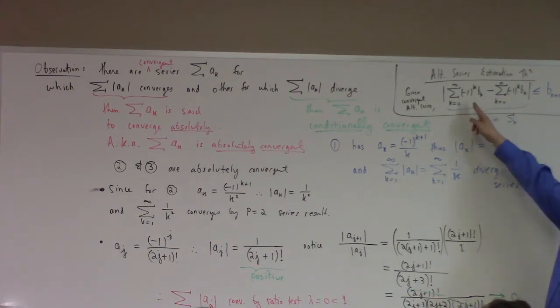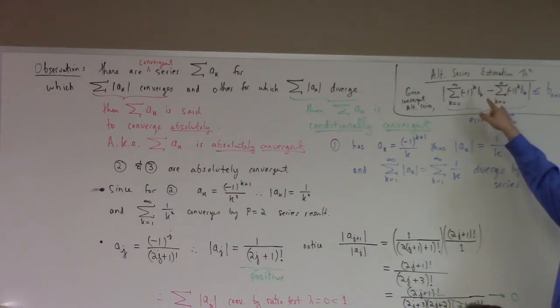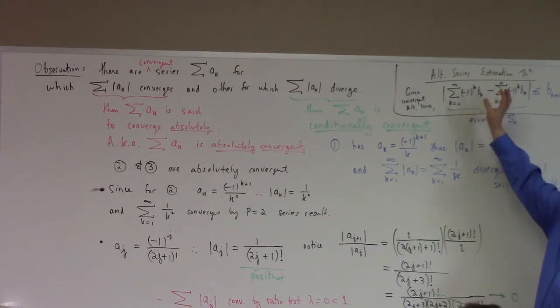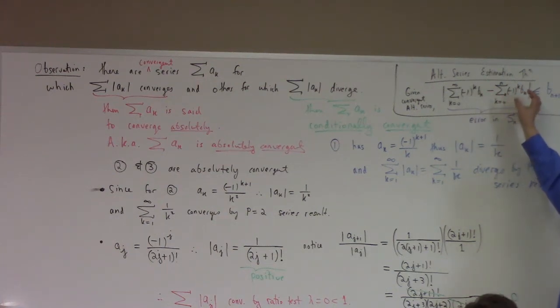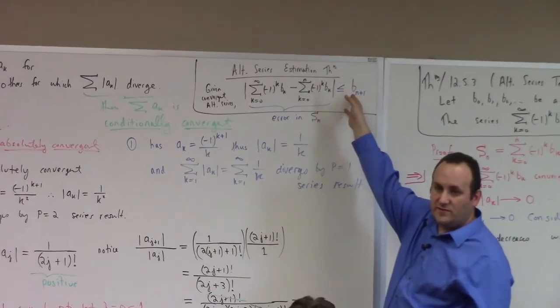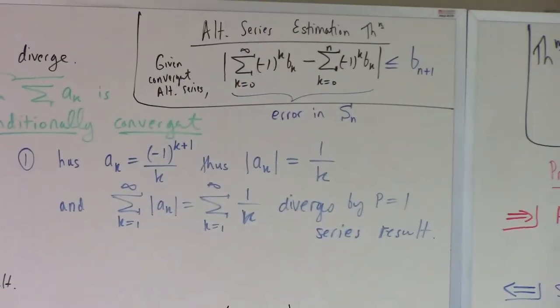If you look at the difference between the series and the nth partial sum of an alternating series, the error in that, the difference between the true sum of the series and this partial approximation to the series, is no larger than the next term that you haven't added. This is an amazingly simple theorem. To calculate the error in truncating an alternating series, just go one more step. That's true. That's what we're observing over here.